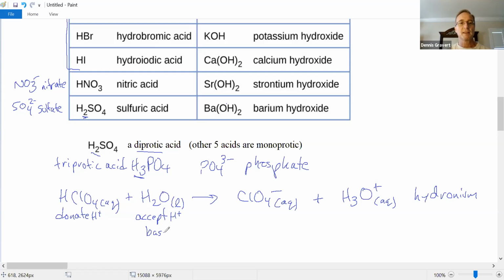That's the definition of a base. Donating H+ is the definition of an acid. Cool. And then we get these two byproducts. Actually you get a cation and an anion, so technically you could say that's kind of a salt. Maybe. I don't know. Hydronium, yeah, it's still ionic material.